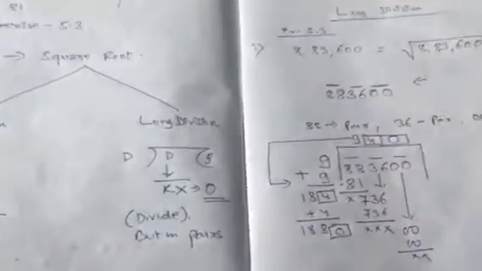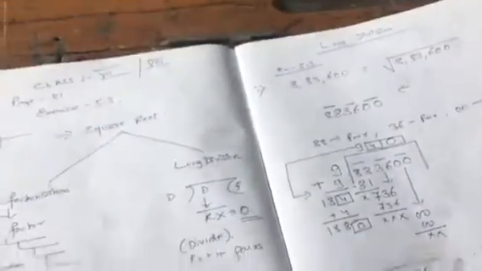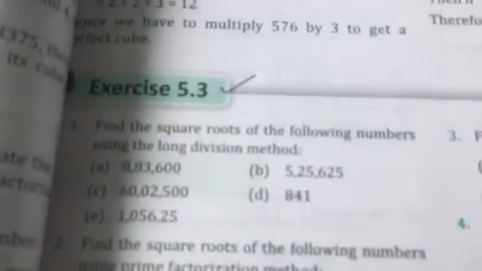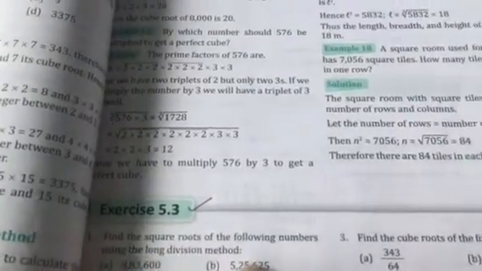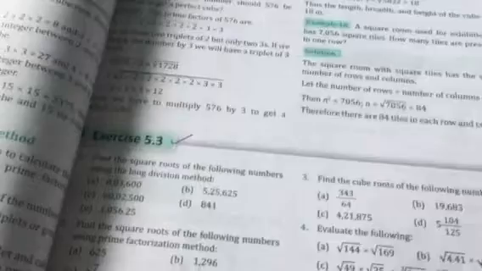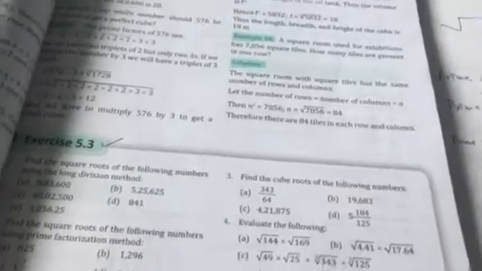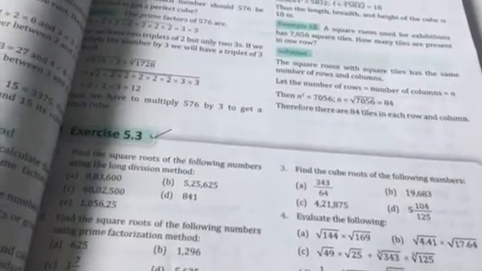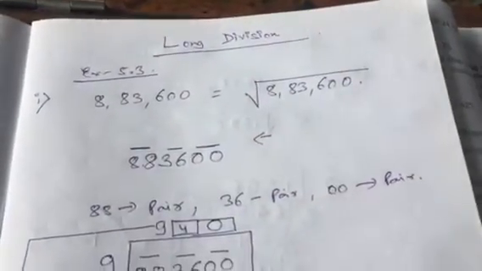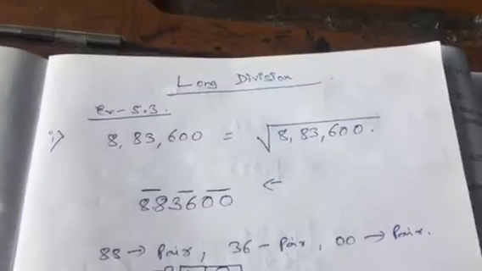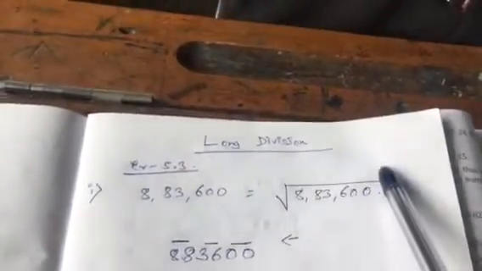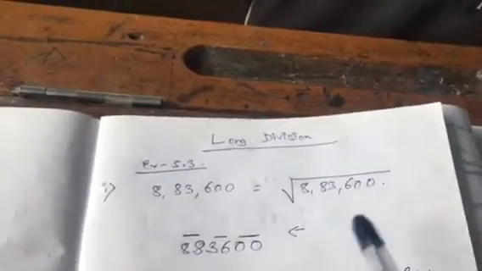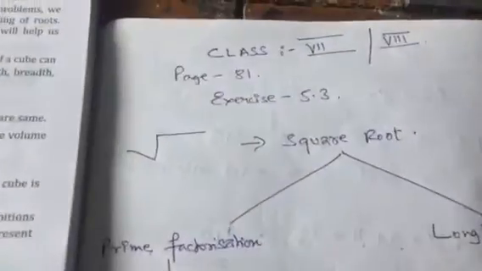Now if you see this long division method, class 7, you can come to page number 81 of your exercise 5.3. You can see the first question: find the square root by long division method. The long division itself means you divide. Say for example, the biggest question I have taken here is 8,83,600. I need to find the square root. You can see here, I have already mentioned it.